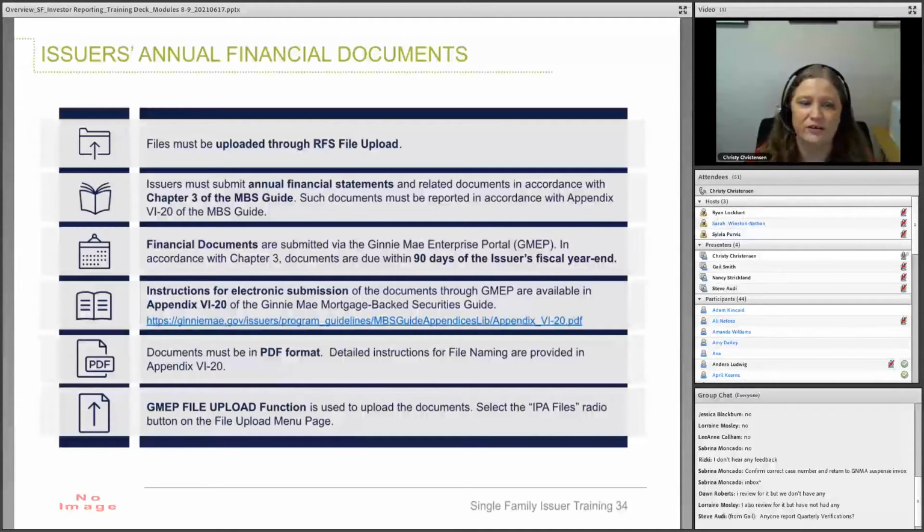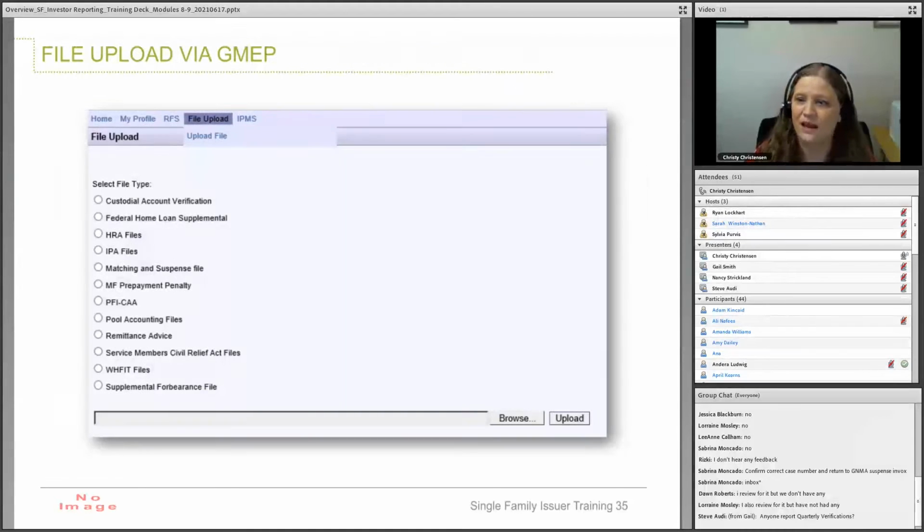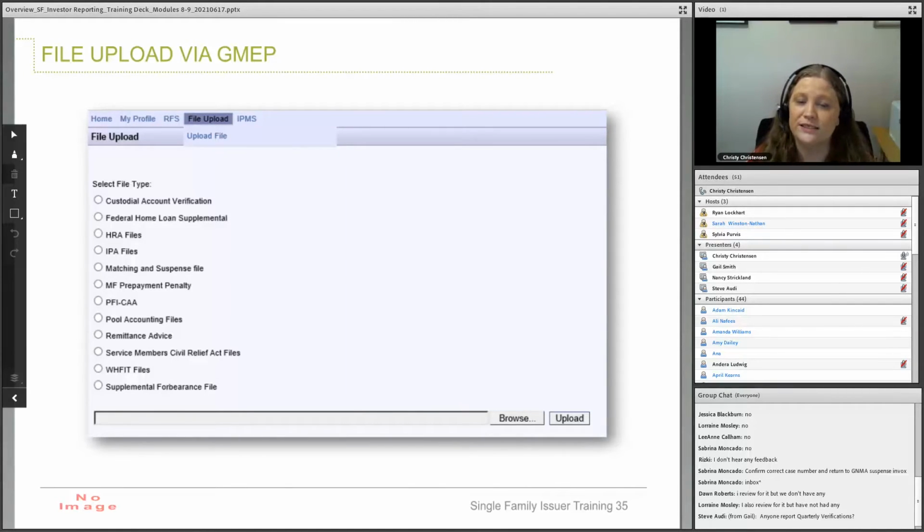Sarah, if you could please clear the thumbs. And Sarah, also, if you could turn on the annotation tool, please. Here, if you could please place a sticker on the option you would select to upload your annual documents. Here, this is a little screen print of the file upload from RFS. Wonderful. We have some stars by the IPA, which is the Independent Public Accountant.